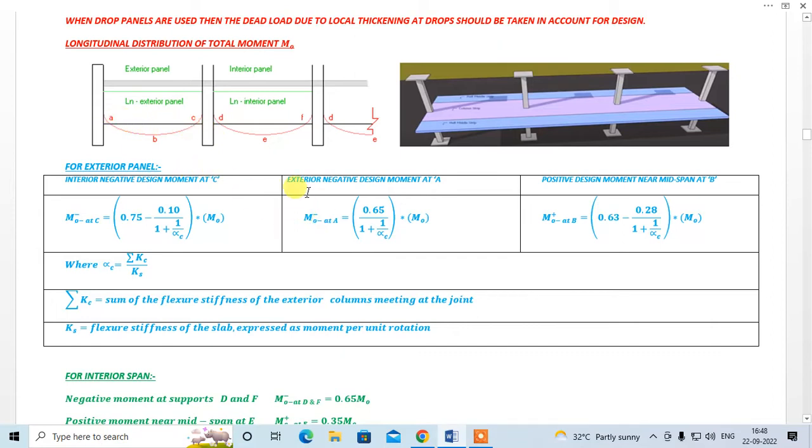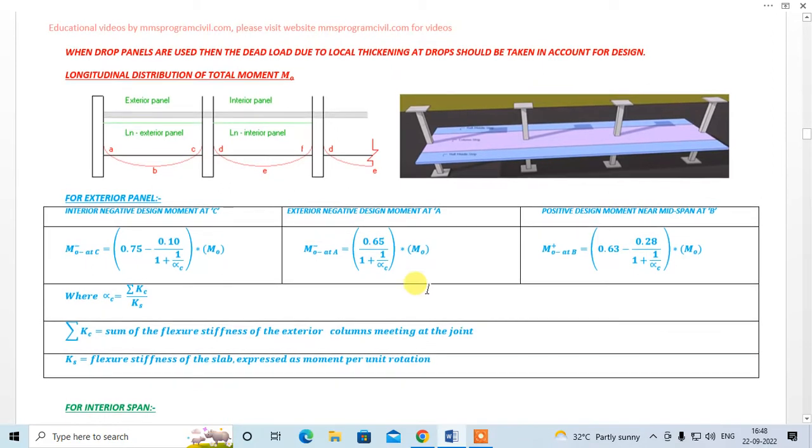This is negative, right? Okay, fine. Over here, alpha C is given by this formula, sigma Kc divided by Ks. Sigma Kc is the sum of the stiffness of exterior columns meeting at the joint. That is the sum of stiffness of this column and this column, right? Ks is the flexural stiffness of the slab expressed in moment per unit rotation. That is the stiffness of the slab. Okay, fine. Now, moment at B is given by this formula.